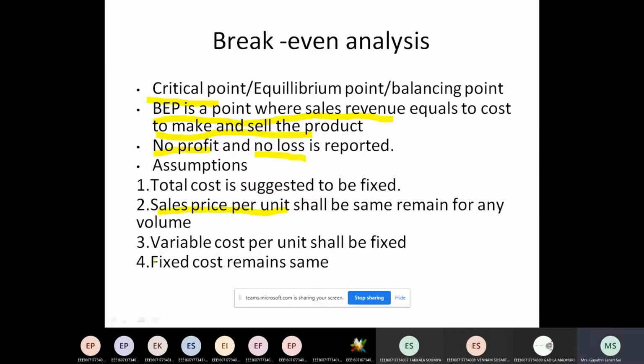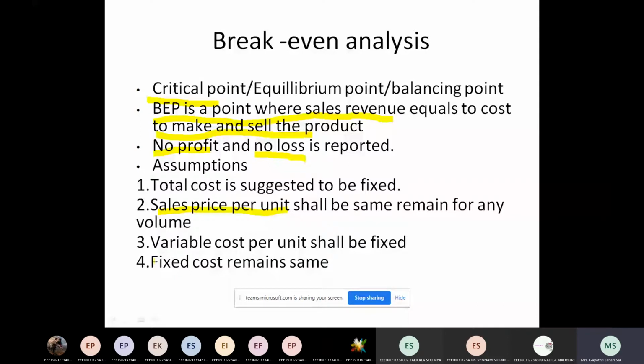Maintaining the variable cost to be fixed is where you have to concentrate. That's why when I talk about the pros and cons of break-even analysis, I say that maintaining the variable cost fixed and maintaining the same sales price for all the units in a volume is very hard. If you are able to maintain these two, then you will be reaching the break-even point much earlier.